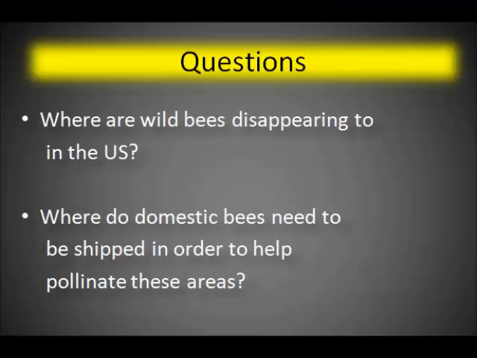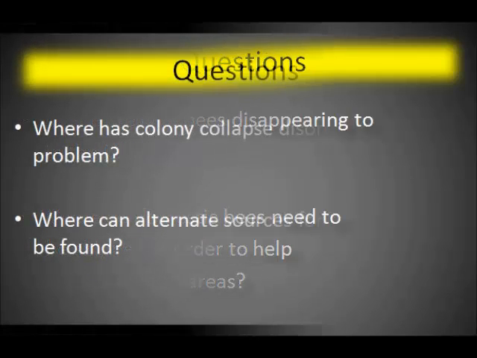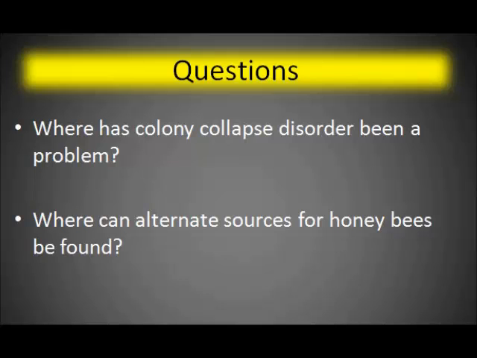Honey and wild bees are disappearing all over the globe because of colony collapse disorder. Your job is to research relevant information to help explain the answers to the following questions. Where are wild bees disappearing to in the U.S.? Where do domestic bees need to be shipped in order to help pollinate these areas? Where has colony collapse disorder been a problem? And where can alternate sources for honeybees be found?